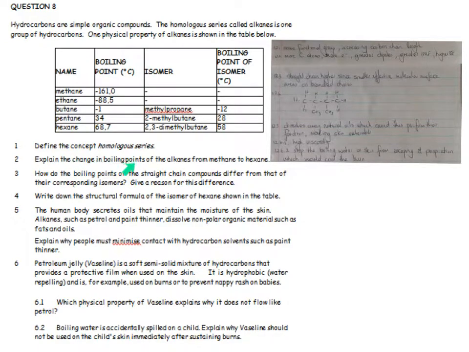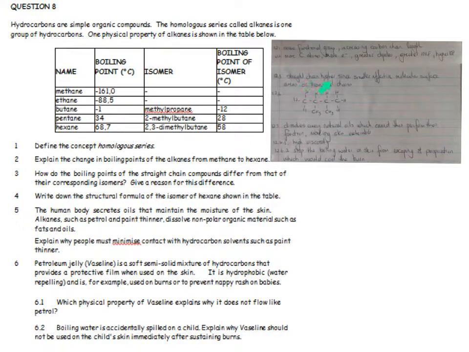Explain the change in boiling points of the alkanes from methane through to hexane. That is going to be an increasing boiling point. The more carbon atoms means there's more electrons, greater dipoles, greater intermolecular forces, higher boiling point. How do the boiling points of the straight compounds differ from that of their corresponding isomers? Give reasons. You can see that the straight ones have got higher boiling points than the branched ones.